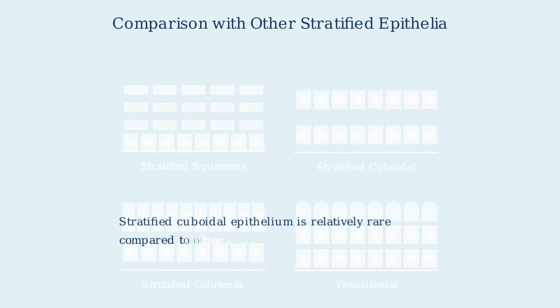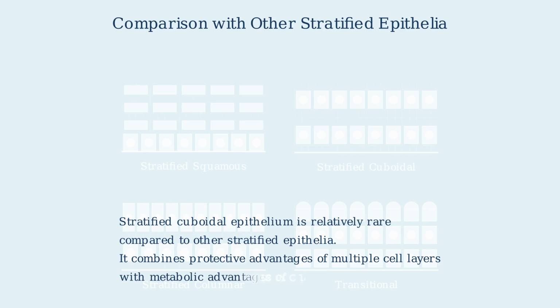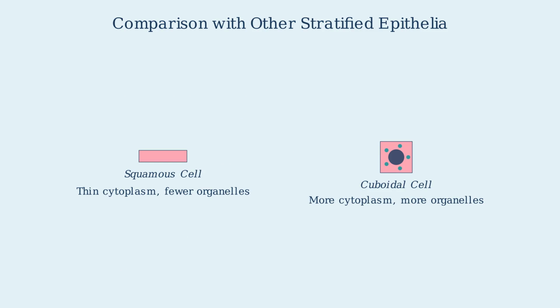Although rare, stratified cuboidal epithelium combines important advantages from both single and multi-layered tissues. Like all stratified epithelia, it provides enhanced protection through multiple cell layers. Let's examine why the cuboidal shape offers metabolic advantages over other cell types. Compared to squamous cells, which are flat with minimal cytoplasm, cuboidal cells have a larger volume with more space for cytoplasm and organelles. This increased cellular capacity allows for greater secretory activity, making stratified cuboidal epithelium well-suited for glandular functions.